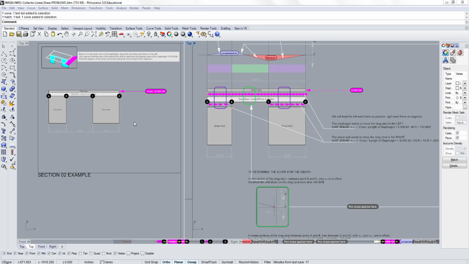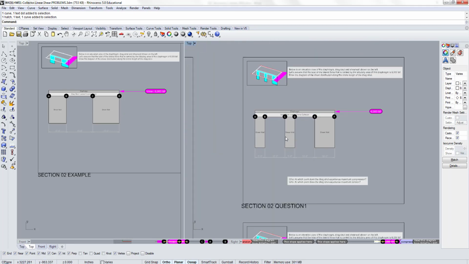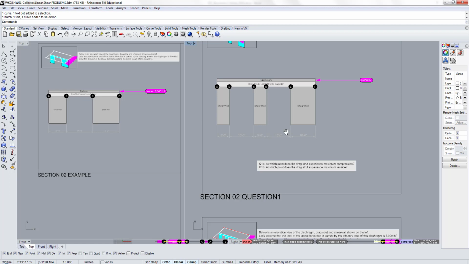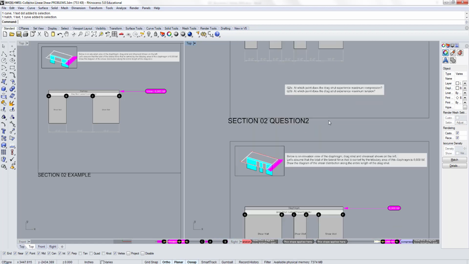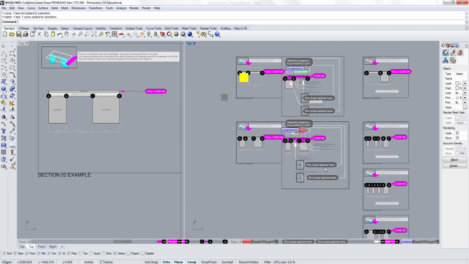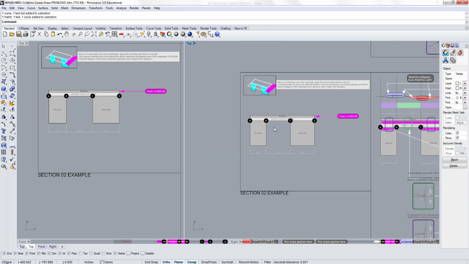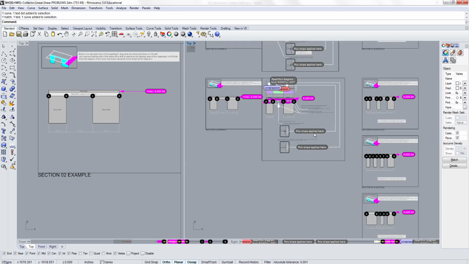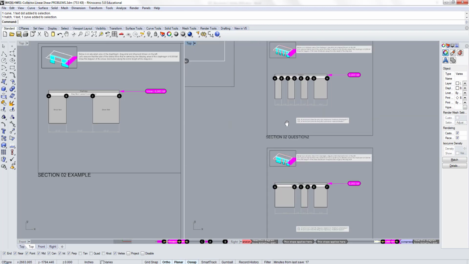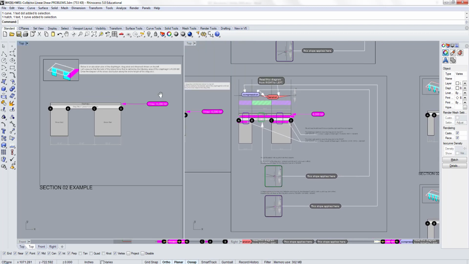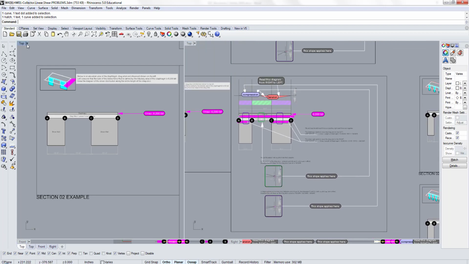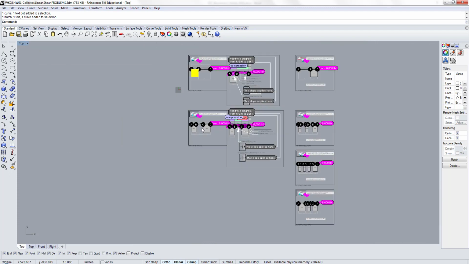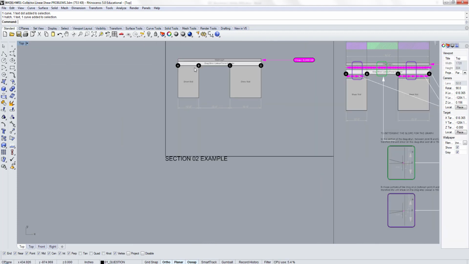where there's 2 shear walls, but the questions have like, what if there's like 3 or 4. So let me, I think I will explain this one, and then I will have you work on one of these, and then I'll walk around and get questions. But anyway, so let's start with section 2 example.